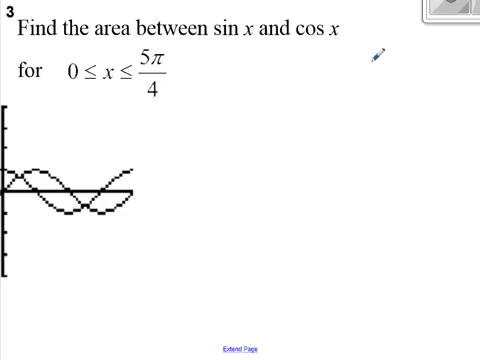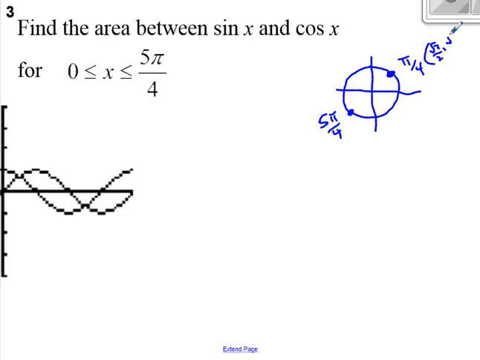Now let's just review our unit circle for a second and remember that sine x equals cosine x at pi over 4, and they're also equal at 5 pi over 4 because our x and y values are the same. So here they're both root 2 over 2, and over here they're both negative root 2 over 2. So that's when they're equal, and that shows up like this on this graph. So here is pi over 4 when they're equal, and over here's the other time when they're equal at 5 pi over 4.